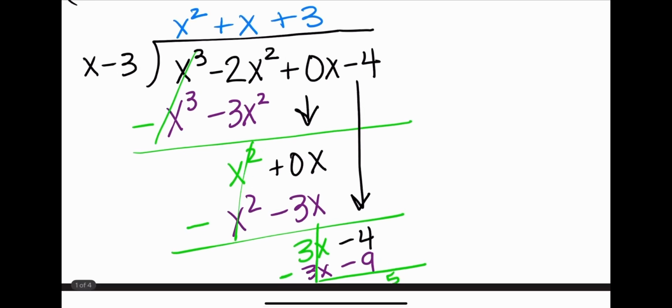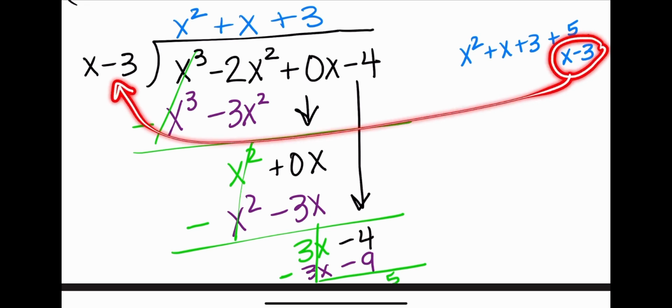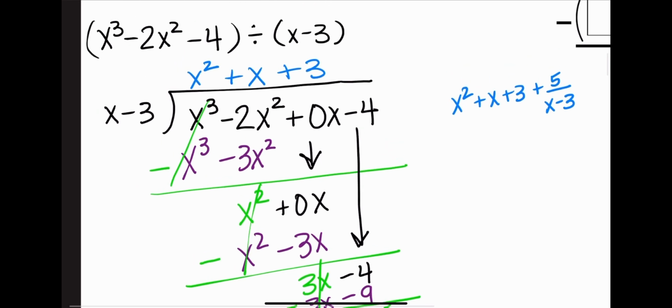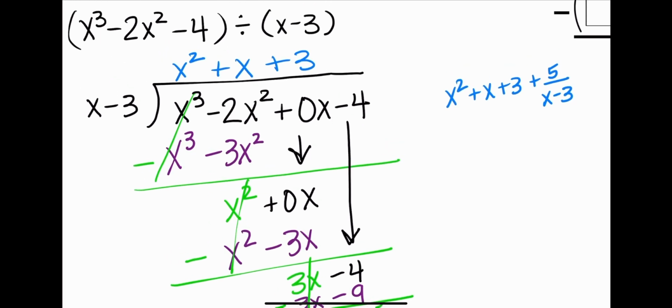The final answer will be x squared plus x plus 3 plus 5 over x minus 3. Remember that x minus 3 is the divisor. And you have to write the remainder over the divisor. So that's the final answer. Done.